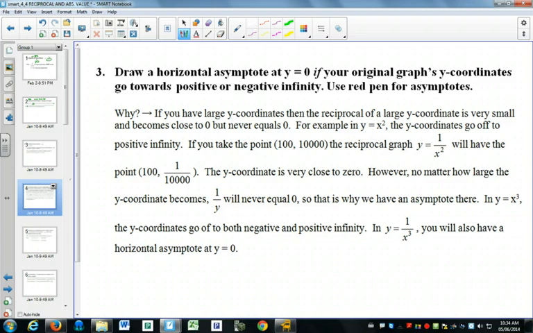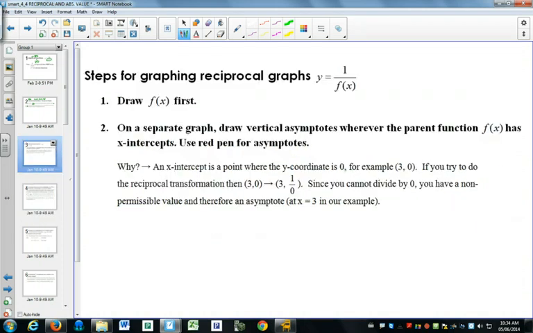We learned in chapter 2 that you have a horizontal asymptote when you look at the highest power. This time you can say the same thing by looking at your original graph. If your original graph goes up forever or down forever, then you're going to have an asymptote at y equals 0. And all of these ones, because they're a 1 over graph, if they have a horizontal asymptote, they're going to have it at y equals 0.